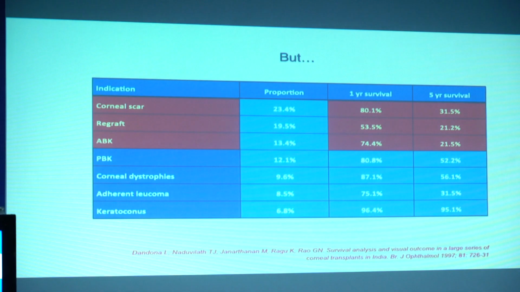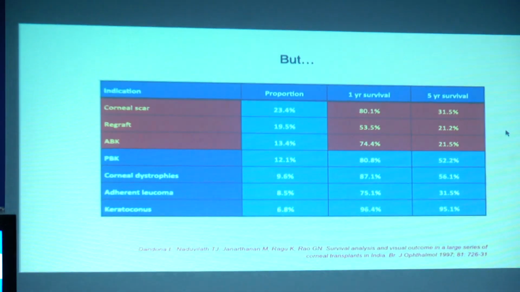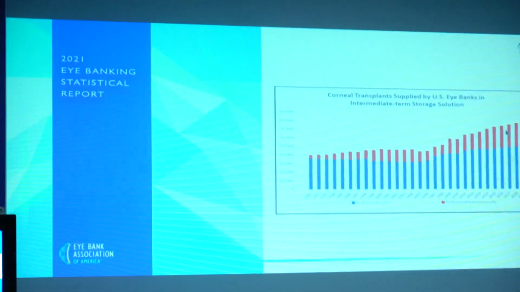Whereas you have diseases like corneal scars, regrafts especially, you have abysmal survival rates in our population, with 1 in 5 grafts staying clear at the end of 5 years. So now, using this data, we also went and looked at what the EBAA says from the perspective of endothelial transplants versus regular transplants. Interestingly, the number of transplants in the US seems to be growing every year. Even during COVID, there was a slight fall, but there seems to be a resurgence there.